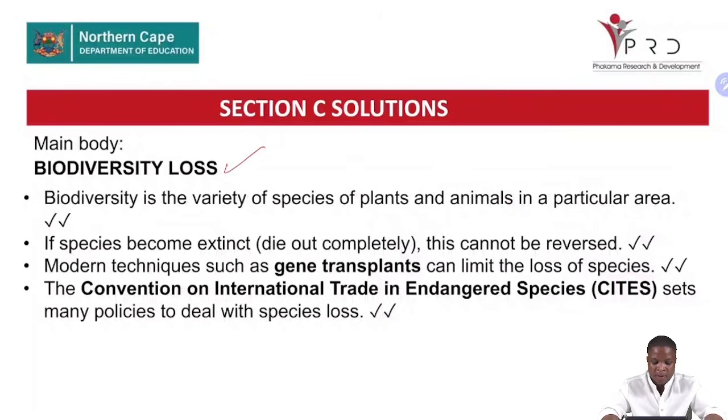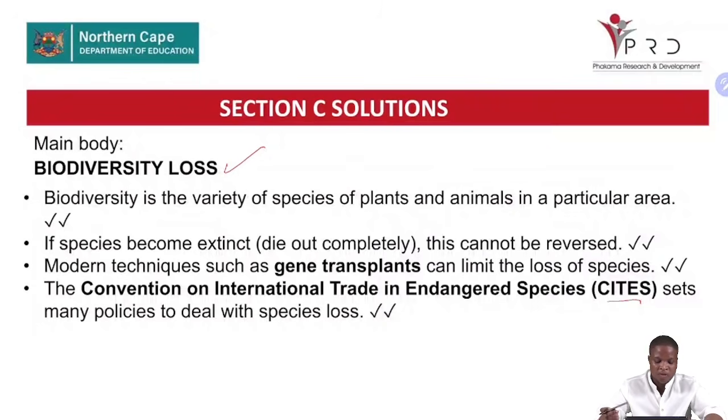Then we have an international measure that is used, which is your Convention on International Trade in Endangered Species. CITES set many policies to deal with the species loss. So CITES is there to ensure that they deal with the species loss. Also in South Africa, we regulate the importation of these species so that we are not losing our biodiversity for good. We do not lose the species for good.